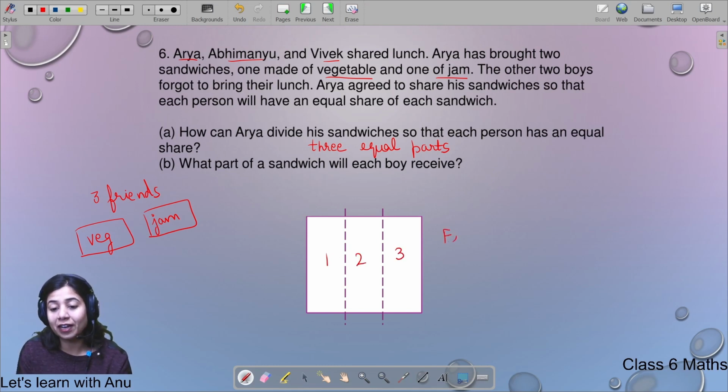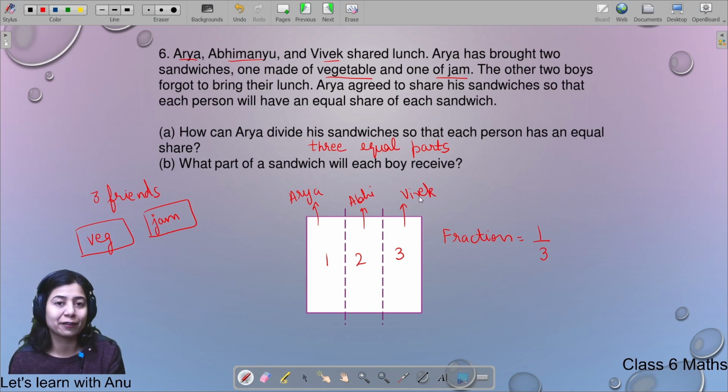And how do we write the fraction, class, remember? Number of parts chosen upon total number of parts. So each kid will get 1 out of 3 parts, right? So suppose Arya will get this one, Abhimanyu will get this, I'm writing Abhi here, and Vivek. Clear, everyone? In a similar manner, the other sandwich will also be divided equally into 3 parts. Each will get 1/3 of each sandwich. Quite easy, class. Moving ahead.